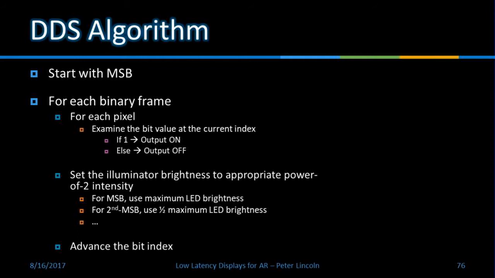Let's take a look at a small example. Basically, you start with the most significant bit, and for every binary frame, for every pixel, we examine the bit value for that, starting with the most significant bit. If it's on, if it's a 1, then we turn the mirror to an on position. If it's off, then we turn it to the off position. Set the illuminator that we're going to shine on this DMD to the appropriate power of 2 brightness. For that MSB, we want maximum brightness, then half, then quarter, and so on and so forth. And then advance the bit index and cycle.